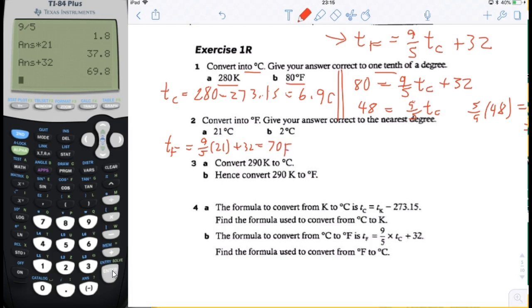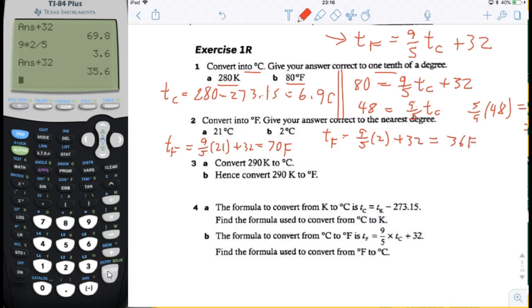Right? Okay. Now I'm going to do B. I'm going to do the same thing, except now I want to know 2 degrees Celsius. So, 9/5 times 2 degrees plus 32. I'm going to do a slightly different way on the calculator. I'm going to do 9 times 2 divided by 5. If I do it like that, I don't have to hit enter twice. Now I hit enter, and I'm going to add 32. My answer is 35.6, but to the nearest degree, it would be 36 Fahrenheit.